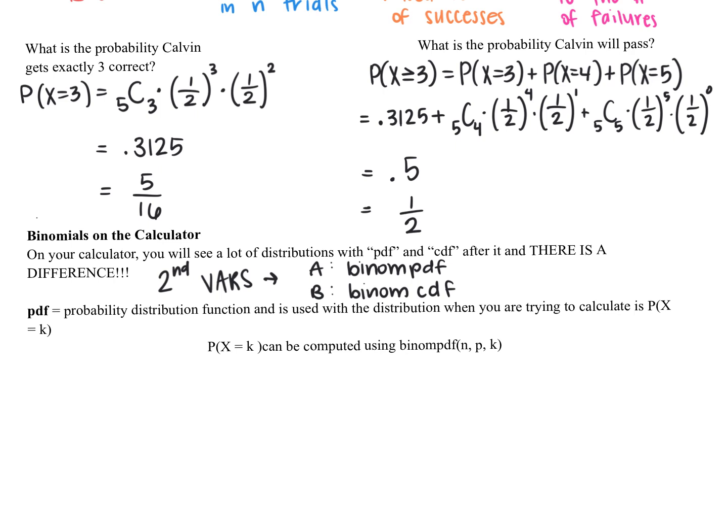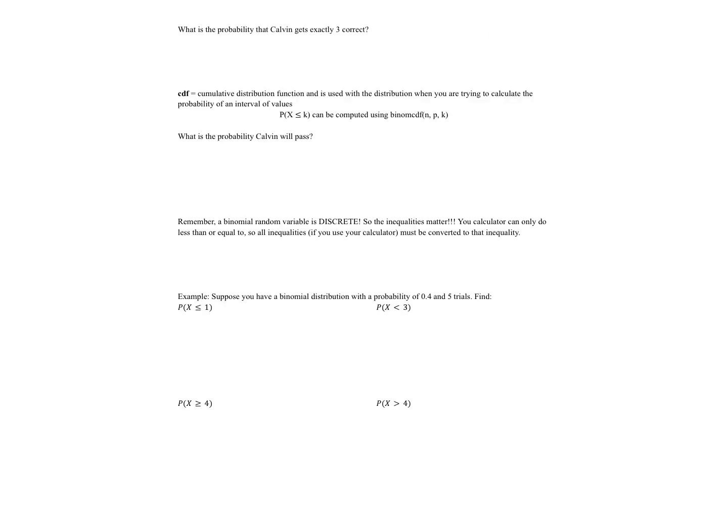So binomPDF is our regular probability distribution. So it's used specifically when you want to find the probability that x equals k. And the only thing you need to know is n, p, and k. So let's go ahead and do that example, that probability that Calvin gets exactly 3 correct using the formula on our calculator.